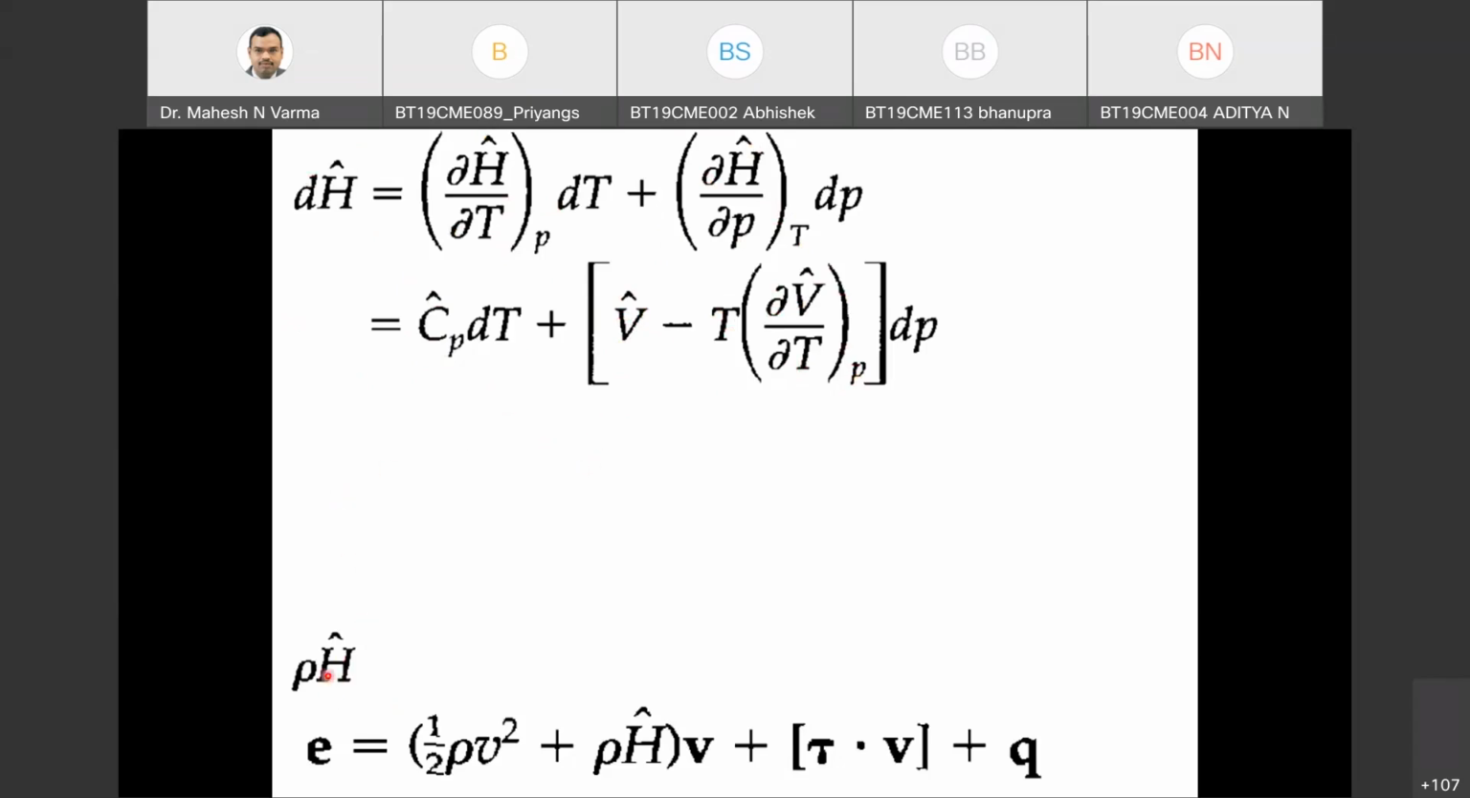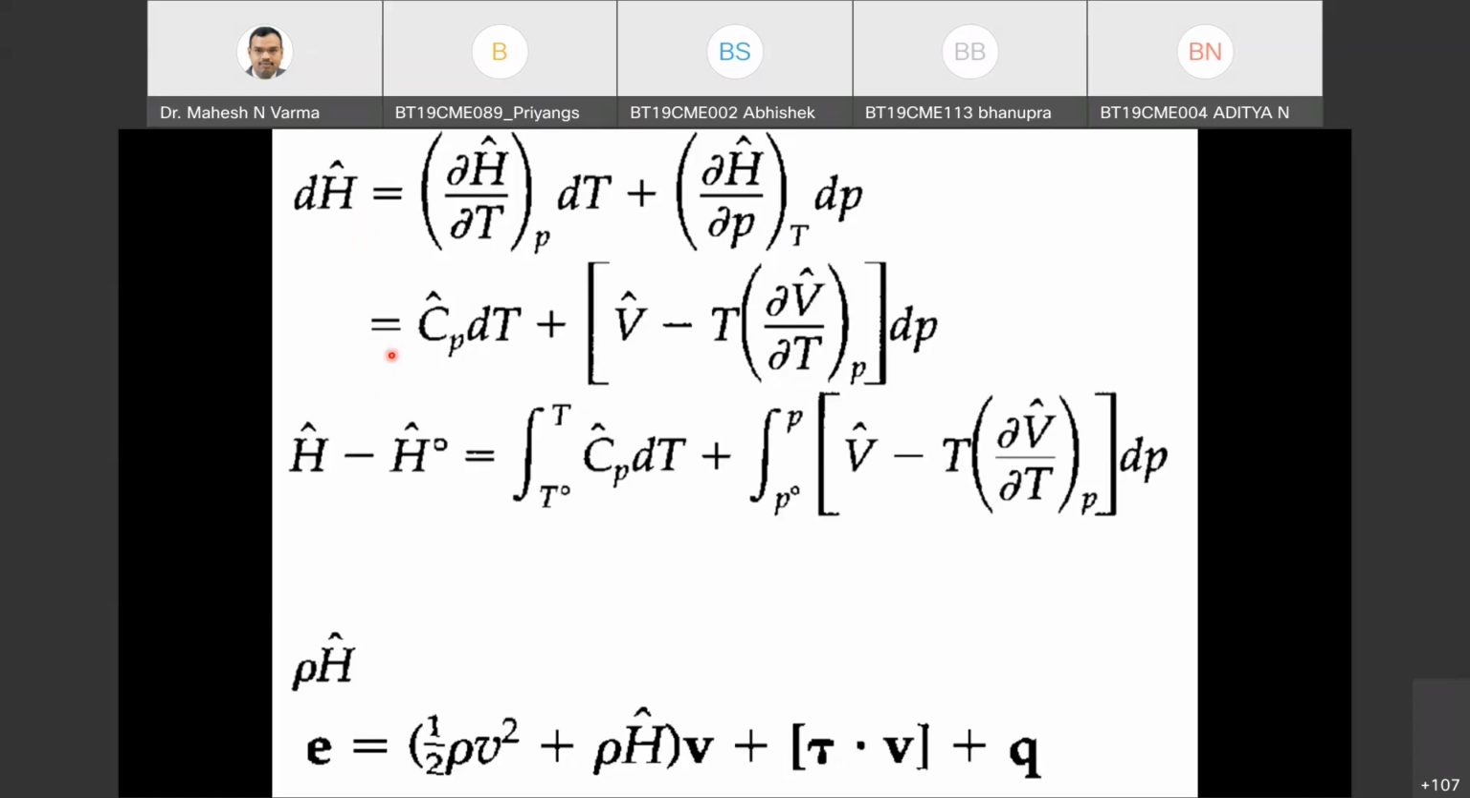Now to get H or rho H, I will be integrating this equation with reference to some reference condition, say at reference temperature T0 and pressure P0. The enthalpy there is H0. If this is given, then I can get this enthalpy. So these are the reference condition enthalpy H0, reference temperature T0, and reference pressure P0.